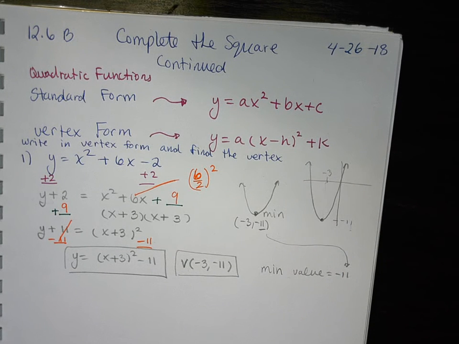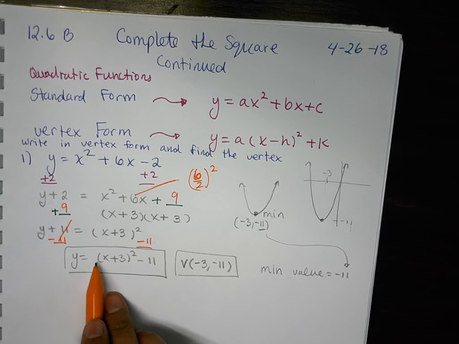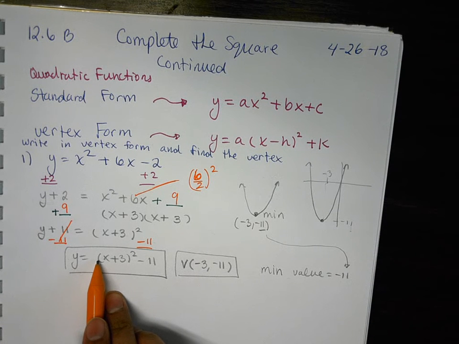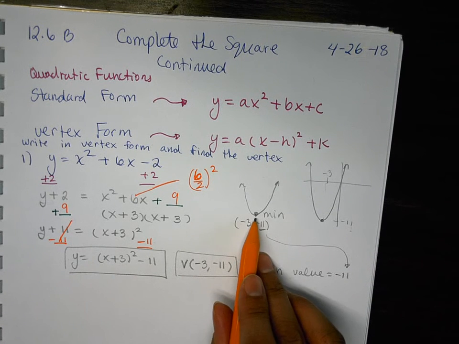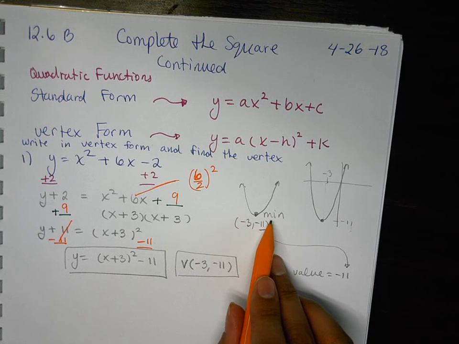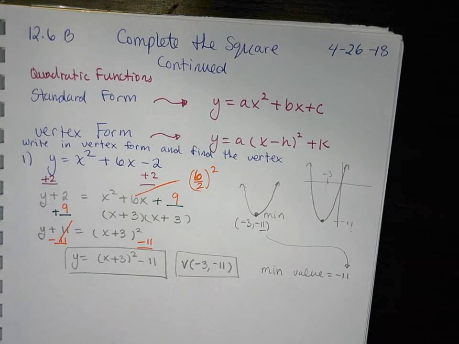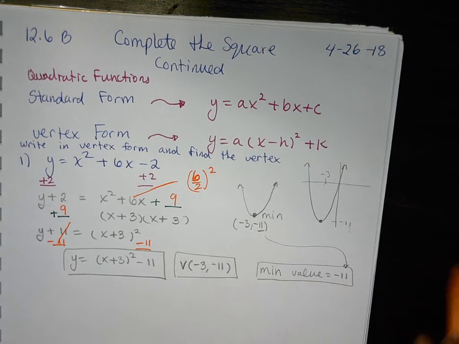So when they ask you this on the test, what's the first thing you process? Is it opening up or down? Up in this case, which means it's a minimum, and the minimum value is the y value of your vertex. Thank you. All right.